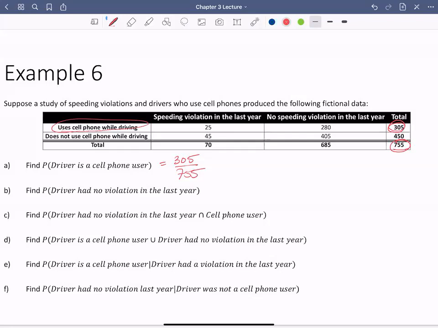Okay, next it says, find the probability a driver had no violations in the last year. So probably they had no violations last year. No speeding violations last year, right here, 685. Again, my total, 755.